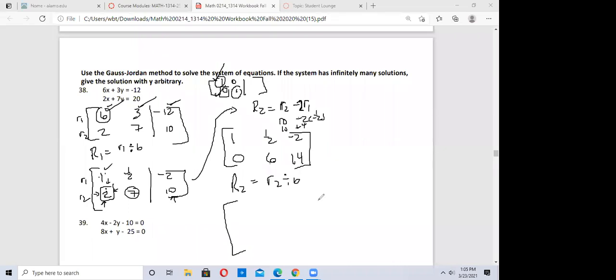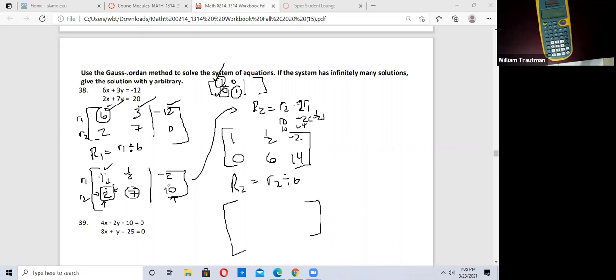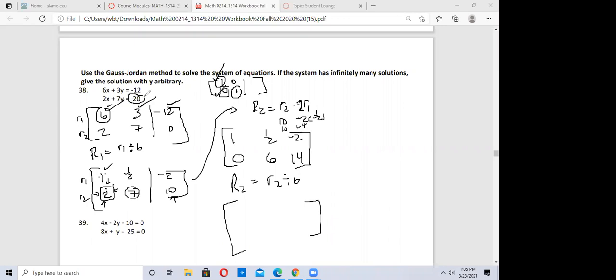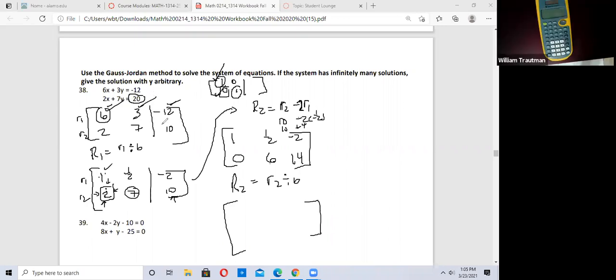Wasn't the original R2 supposed to be 2, 7, 20, not 2, 7, 10? Hang on. Oh, now you tell me. I'm blind, I can't see that. She's saying that a half an hour ago this was supposed to be 20. Yes, you have to be able to write the augmented matrix correctly. So we didn't change row 2, so that's still a 20.